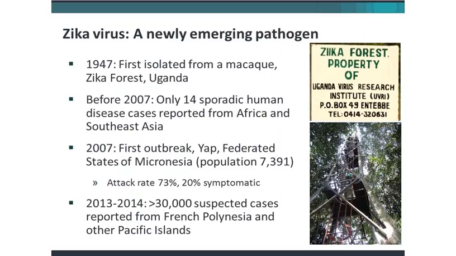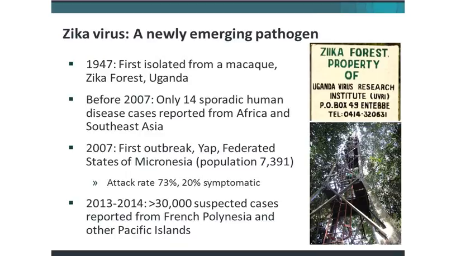Zika virus was actually originally isolated in 1947 from a macaque monkey in the Zika forest in Uganda, which you see in this image on the slide. And this is actually a picture I took. The tower is still there, the Zika tower.